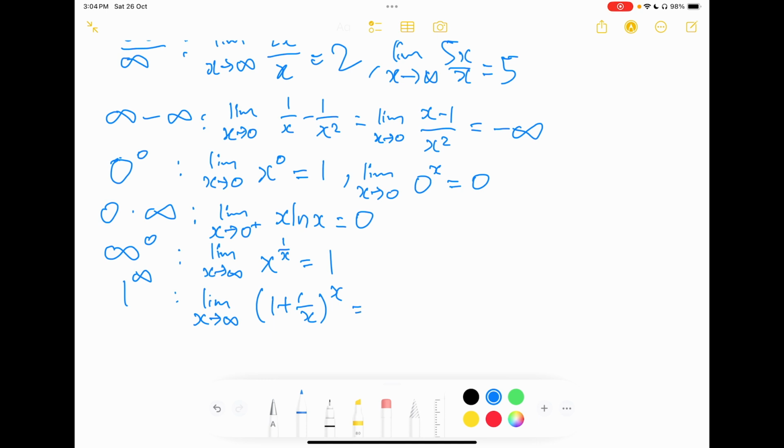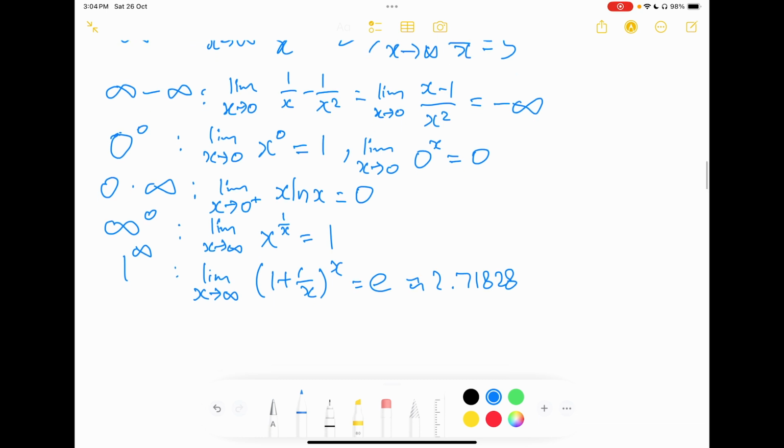If you answered E, you are correct. So this value is approximately 2.71828. And it's actually Euler's number, right? It's a pretty interesting result. And in fact, it's one of the definitions as well, I think, for Euler's number.